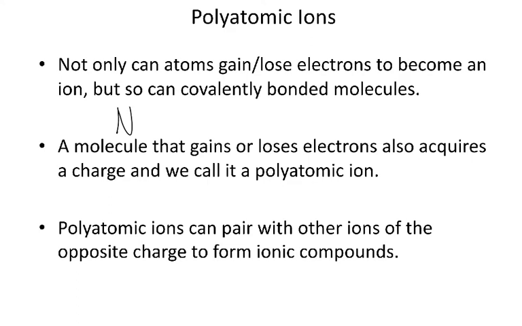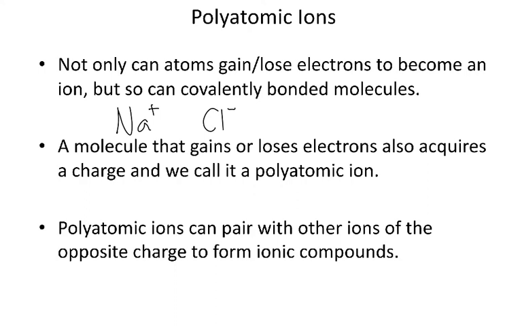We know that sodium, when we look at the periodic table, when it forms an ion, likes to lose one electron and form a positive charge. Or chlorine, when it forms an ion, likes to gain one electron and form a -1 charge. Not only can atoms form ions, but so can molecules. When a molecule gains or loses electrons, we call it a polyatomic ion. We can pair both monatomic and polyatomic ions with ions of the opposite charge to form ionic compounds.